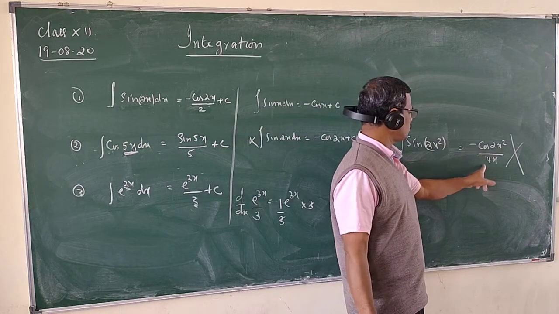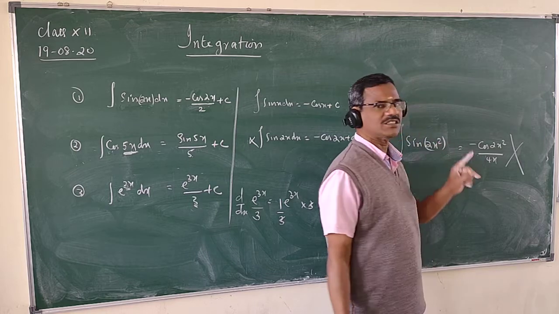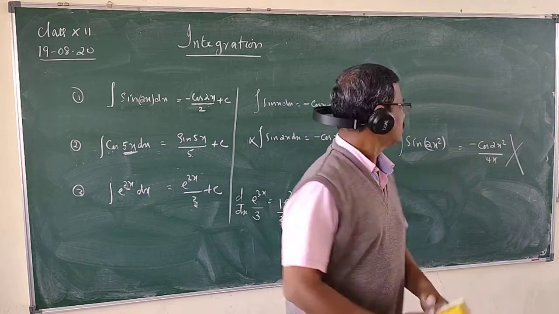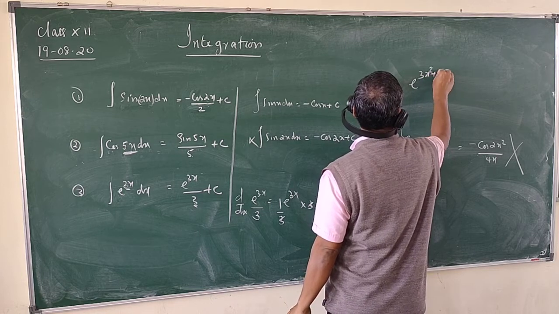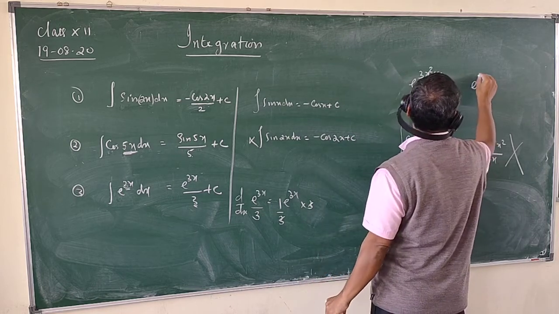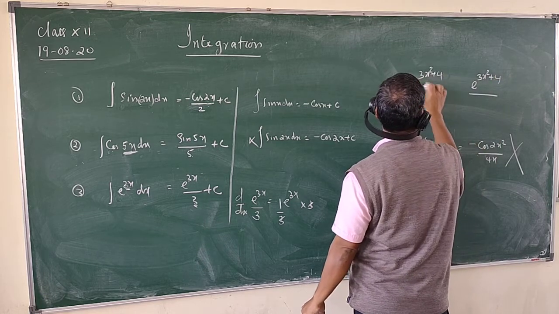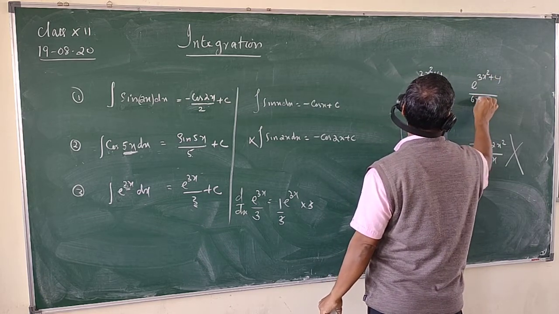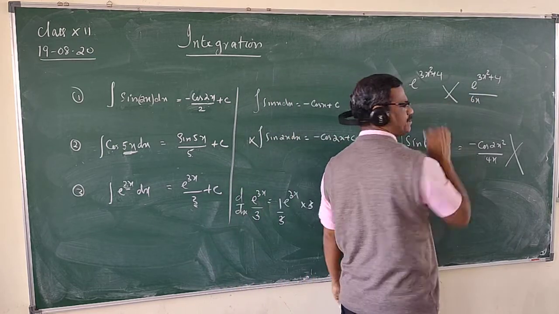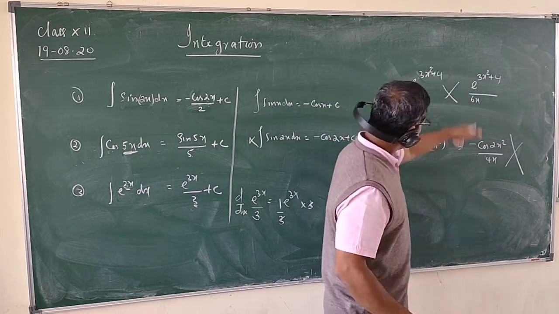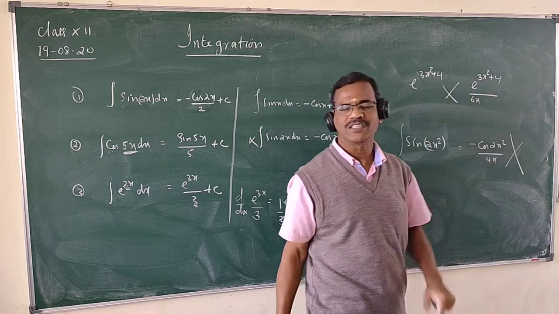Just think about it: you take the derivative of this expression and check whether it comes out like this. It will not come. The same way, if it is e raised to 3x square plus 4, you cannot write the answer as e raised to 3x square plus 4 divided by the derivative of this expression, that is 6x. That is also wrong. Why? Because just check it: when you differentiate this one, you should get this answer. You will not get it.